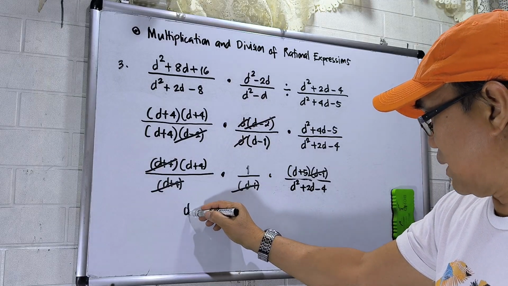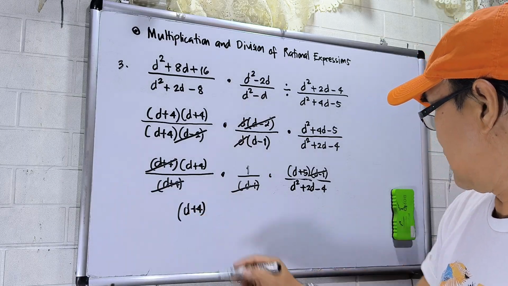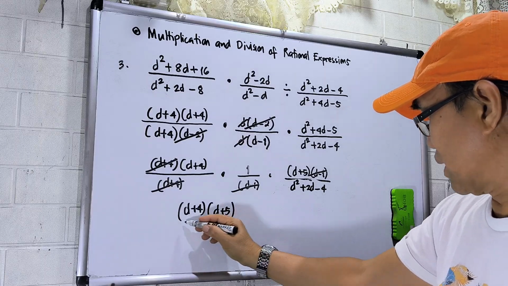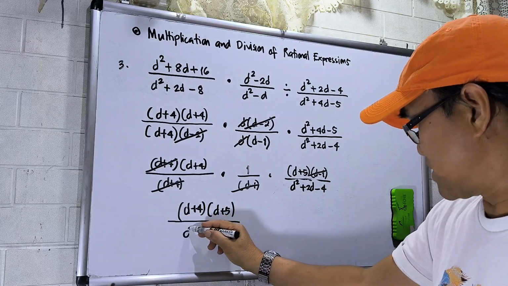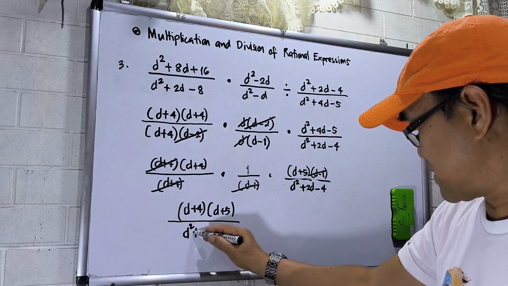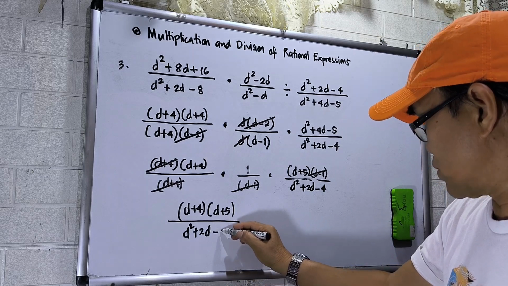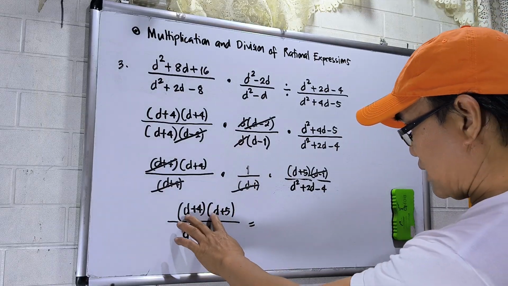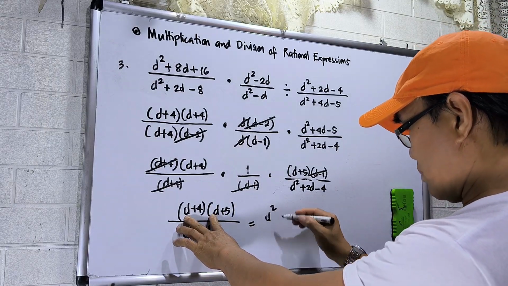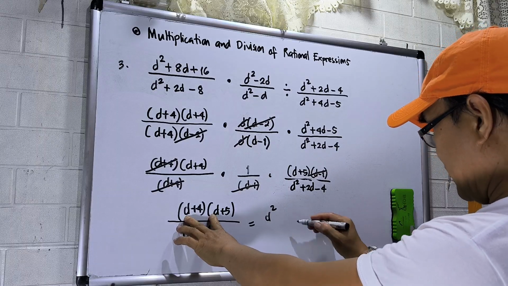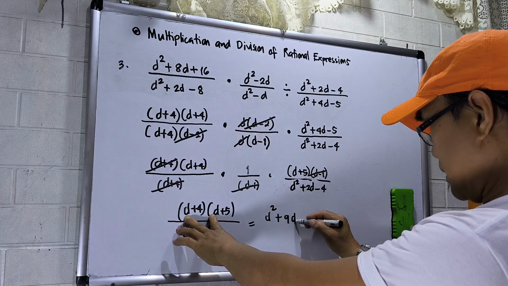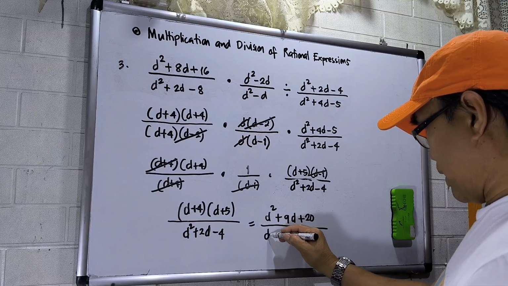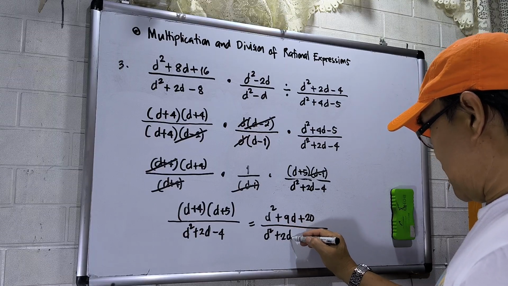So I now have (d + 4) times (d + 5) over d squared plus 2d minus 4. Or, let us multiply this one. d times d is d squared. I think 9d, then plus 20, over d squared plus 2d minus 4.